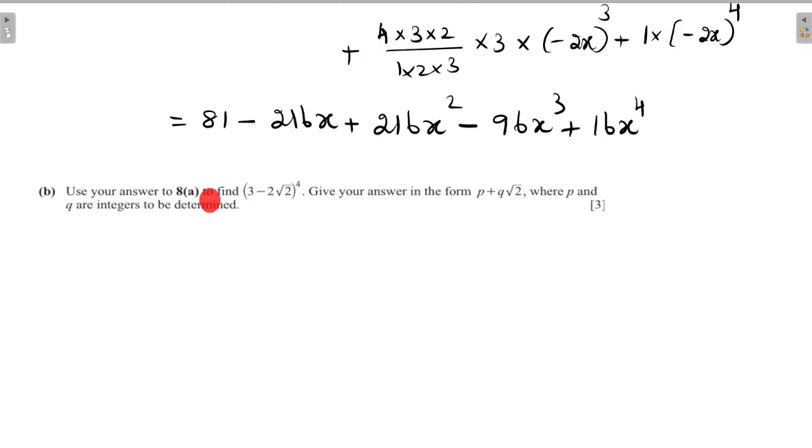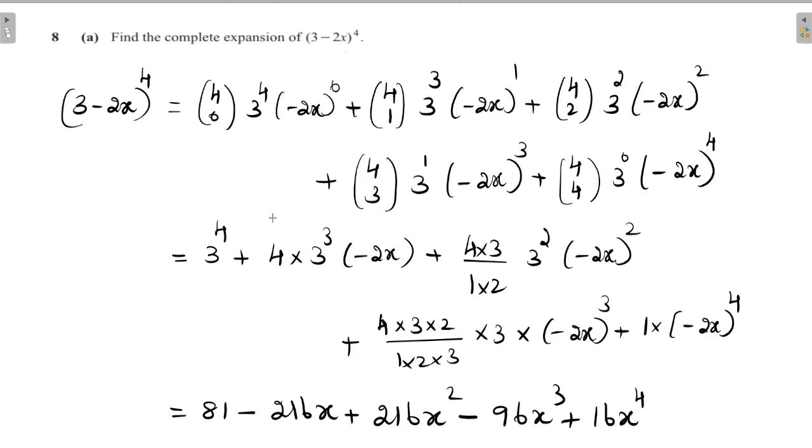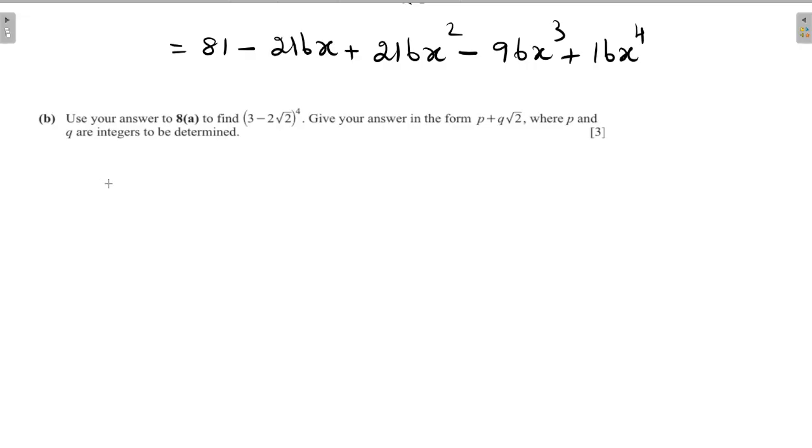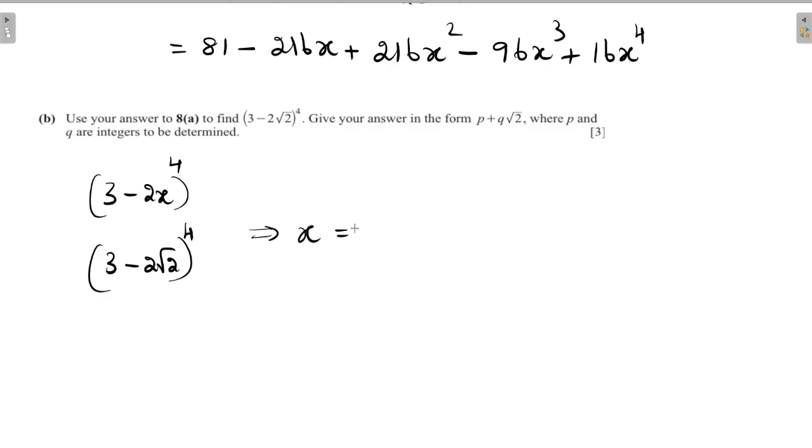Use your answer in part A to find (3 − 2√2)^4. The given expression in part A is (3 − 2x)^4. This is the expansion which we already found. We are going to equate it with (3 − 2√2)^4. So what is the value of x? Let's equate both: x equals √2.